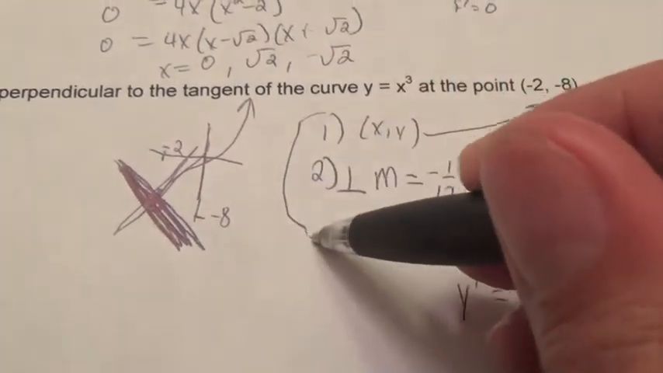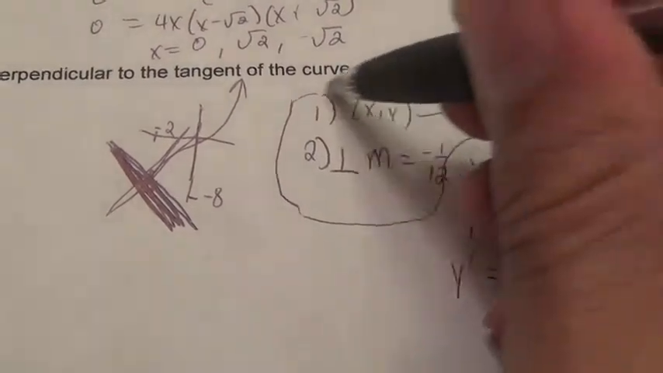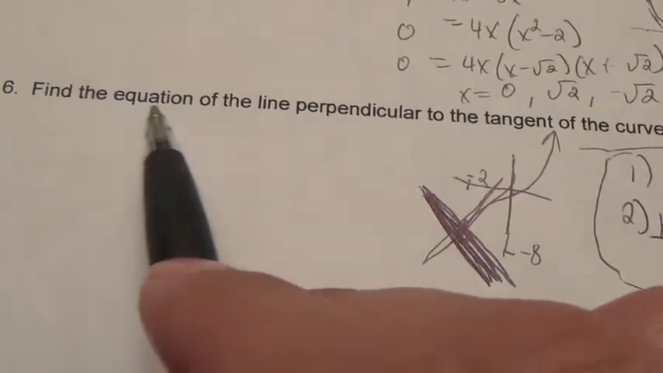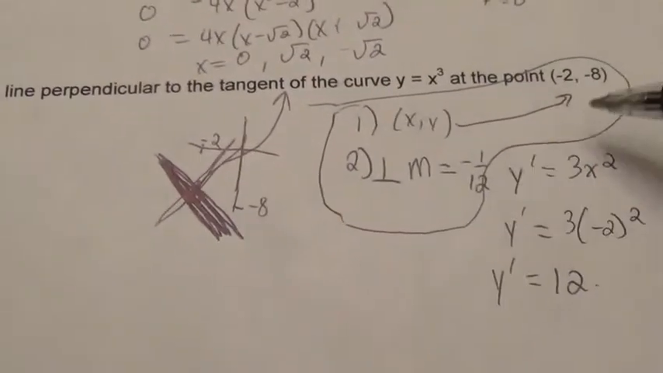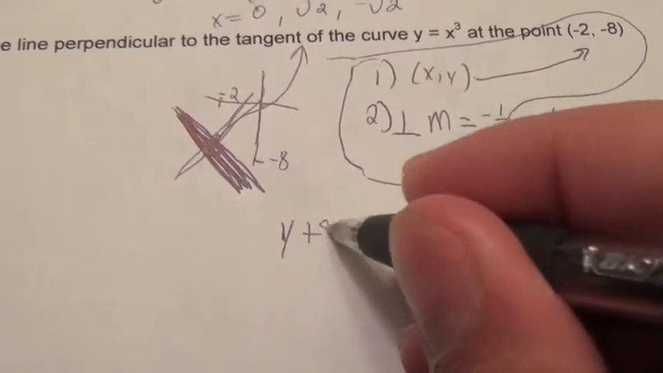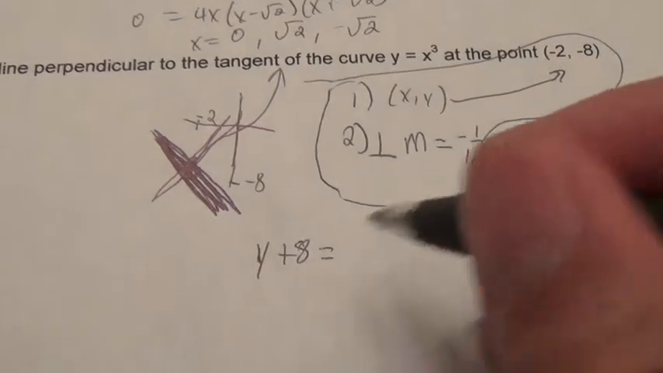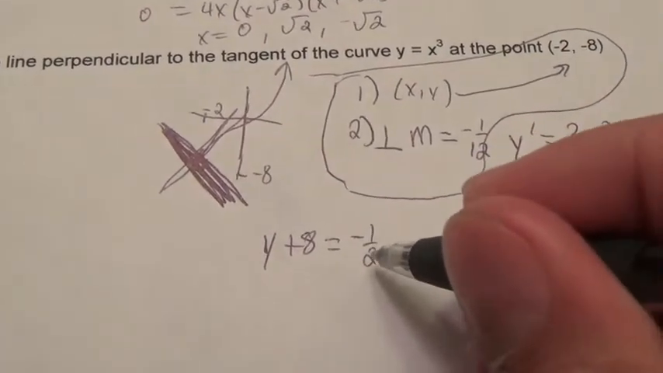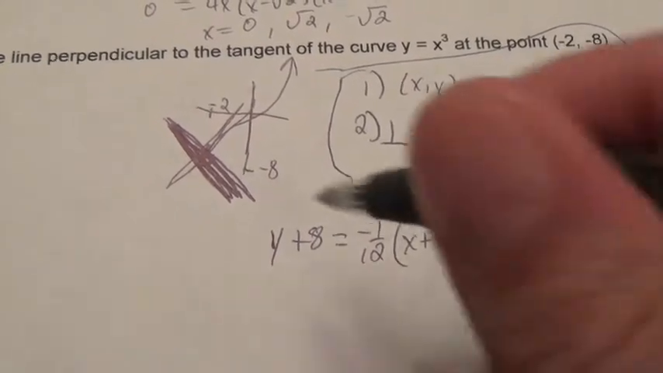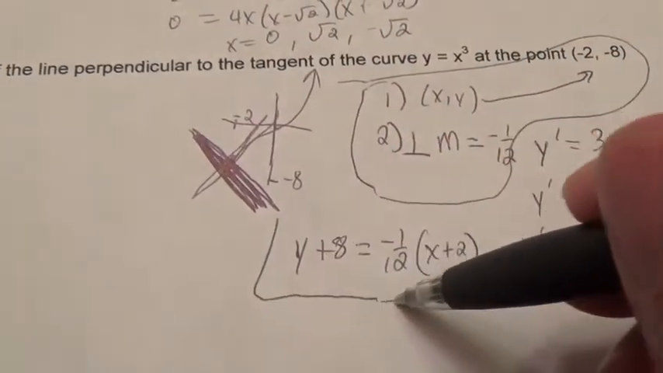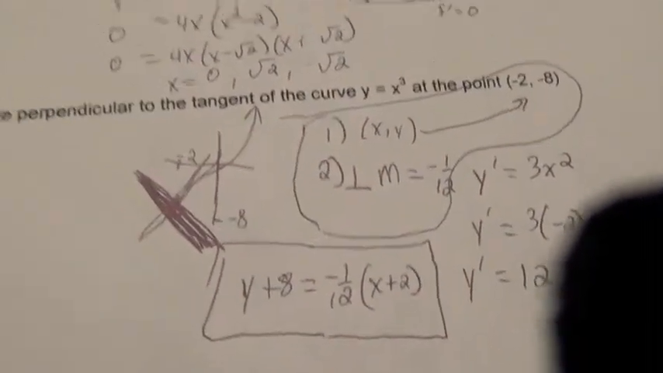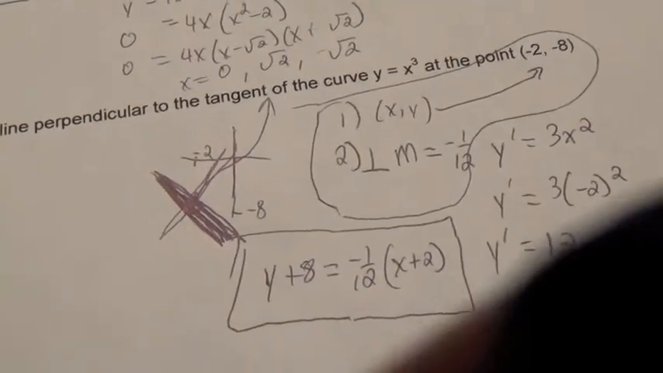So, using these two pieces of information, our point and our slope, we should now be able to find the equation of that line. Point, slope, we'd have y plus 8 equals negative 1/12 times x plus 2. I didn't really specify form in terms of standard or slope-intercept, so we can just leave it in point-slope form. Okay.